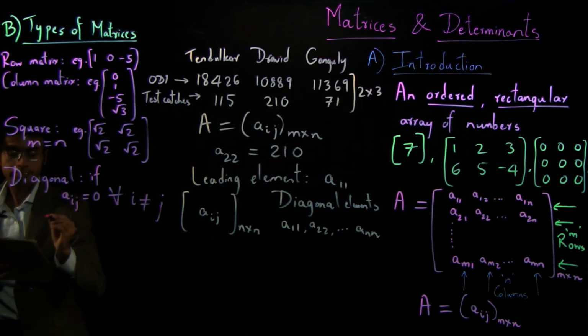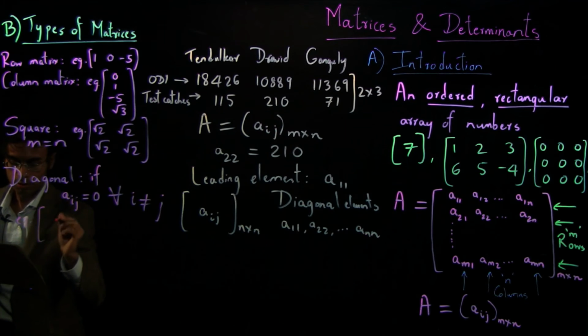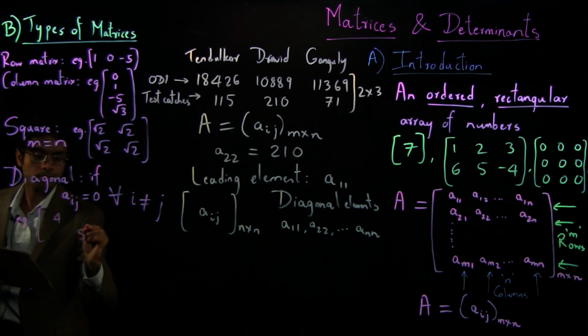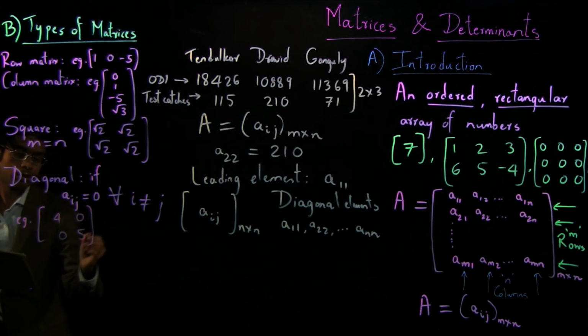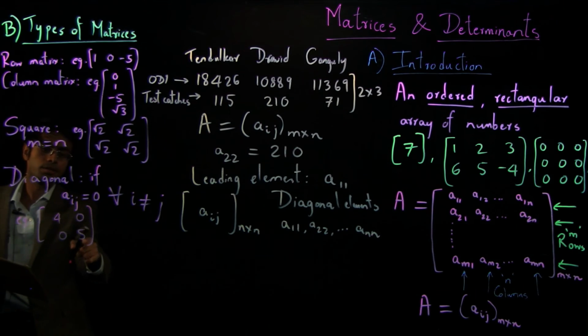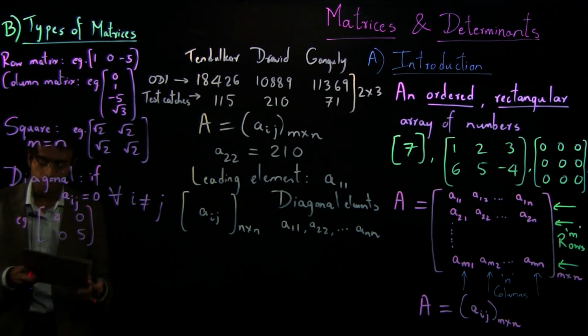As an example, you have, so here the diagonal terms are non-zero, but the non-diagonal terms are all 0.